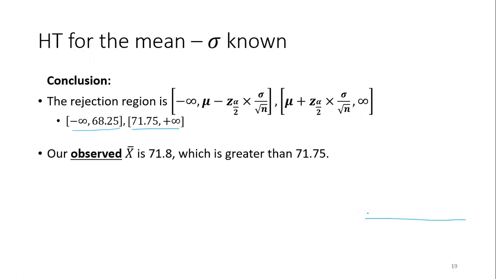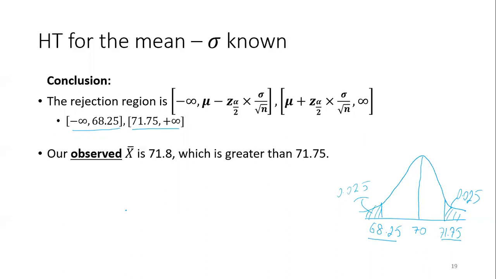So remember, for alpha equal to 0.05, I have this one and this one, okay? This region is 0.025 again, and this region is, let me just shade it here, 0.025, okay? And it turns out that this is 68.25, and this is 71.75, right? And what is the center? The center is 70, okay? To the right of 71.75 and to the left of 68.25, these are the rejection regions.